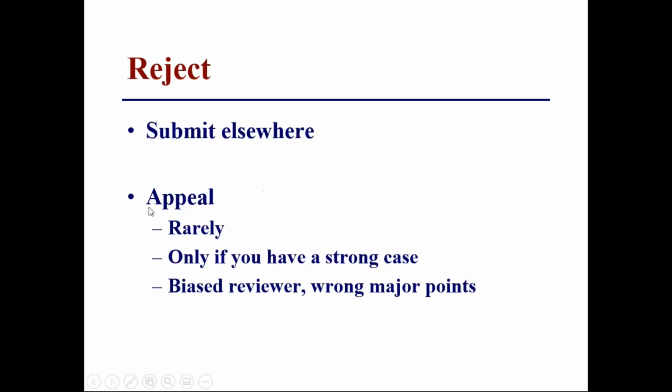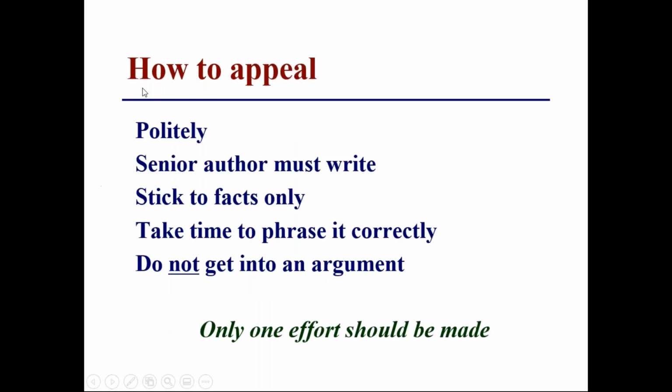If your paper has been rejected, don't be dejected. Don't sit down and moan and brood over it. You're allowed to be upset for a day, maybe two, but that's it. Submit elsewhere. You can appeal if you feel that you have a strong case. If you feel that the reviewer was biased, if you feel the reviewers have not understood your paper, but if you appeal, then you must have a very strong case.